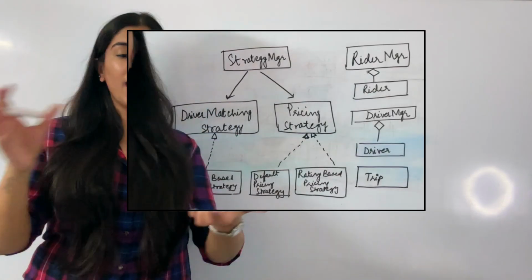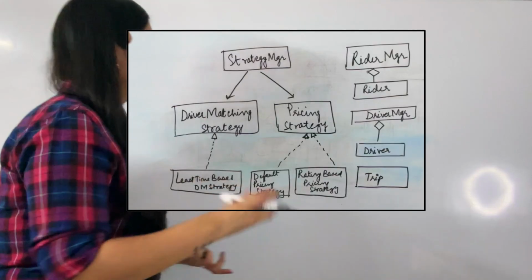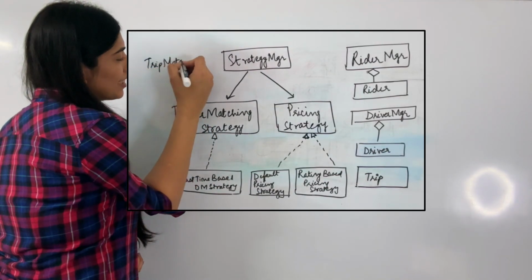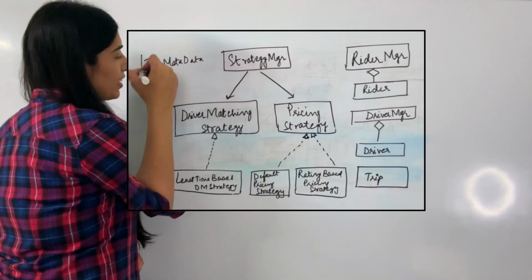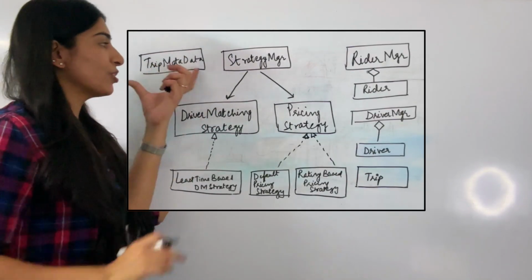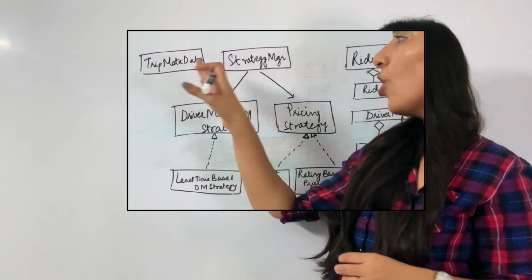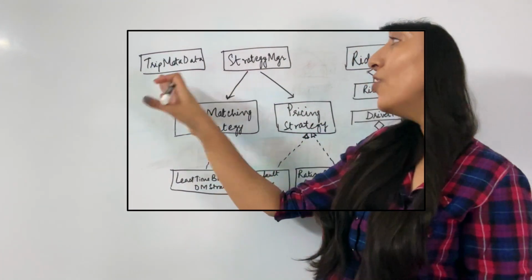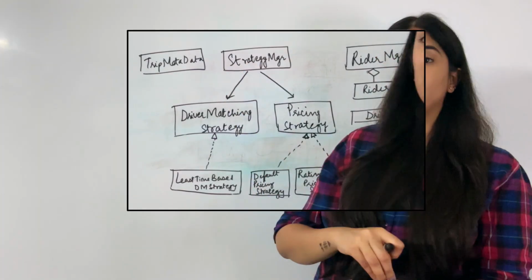So for that, we have taken another class, basically that will be called trip metadata. So this is just the name that I gave. You could actually call it anything. But right now I'm going to call it trip metadata. So what is this class storing? Basically this has some information of the trip which will determine which strategy should be used.